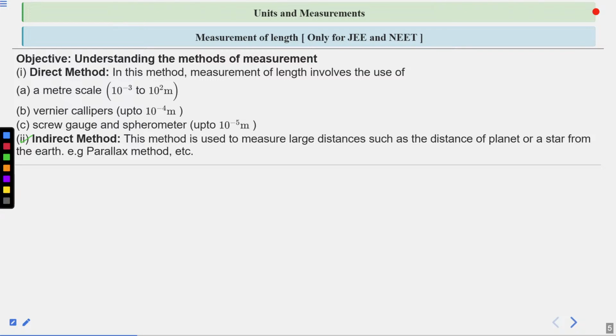Second method is the indirect method. This method is used to measure large distances such as the distance of a planet or a star. So using the indirect method we can calculate the distance of a planet or star from the earth. For example, the parallax method and so on.